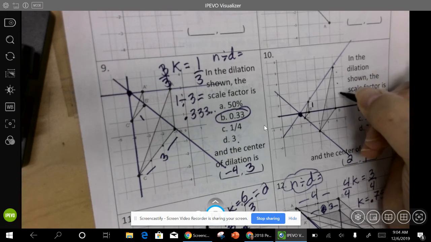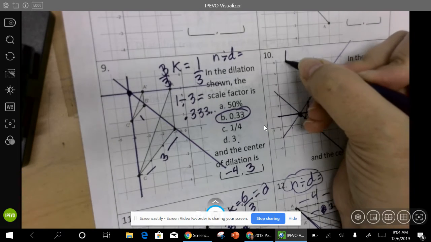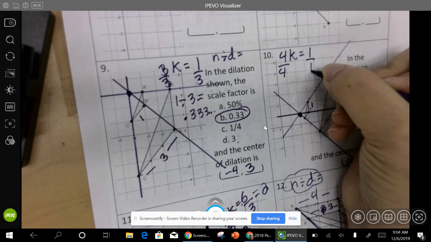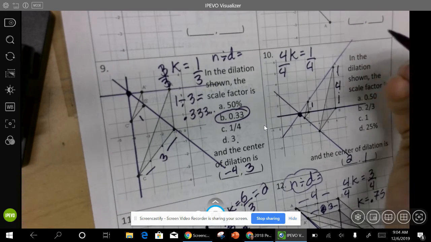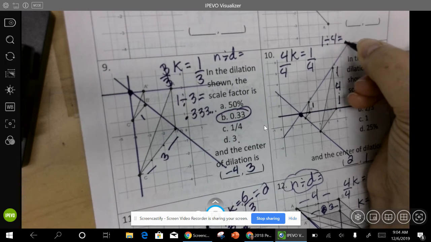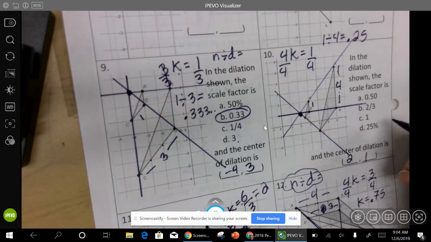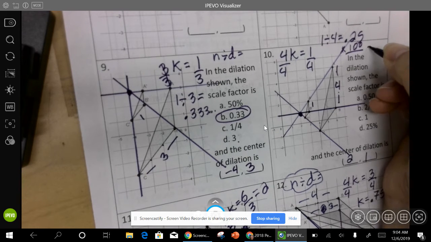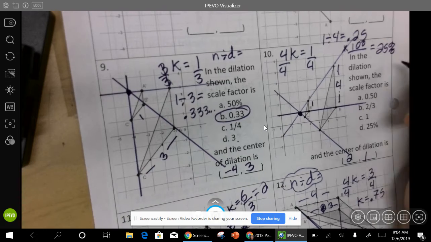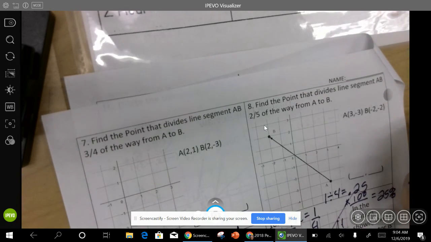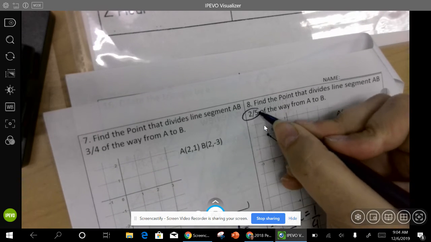This is 1, 2, 3, 4. And so 4 times the scale factor equals 1. Divide each side by 4. I look over here, I don't have that answer, but what I can do is 1 divided by 4 is 0.25. Still don't have that, but for percents, multiply the decimal by 100, and I get 25%, or 1/4.